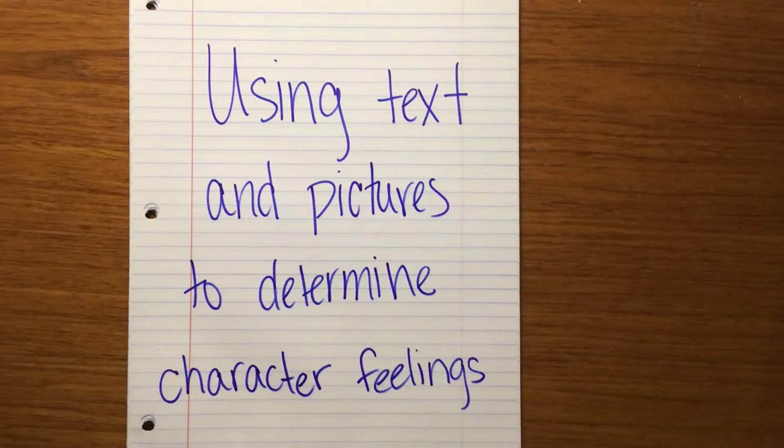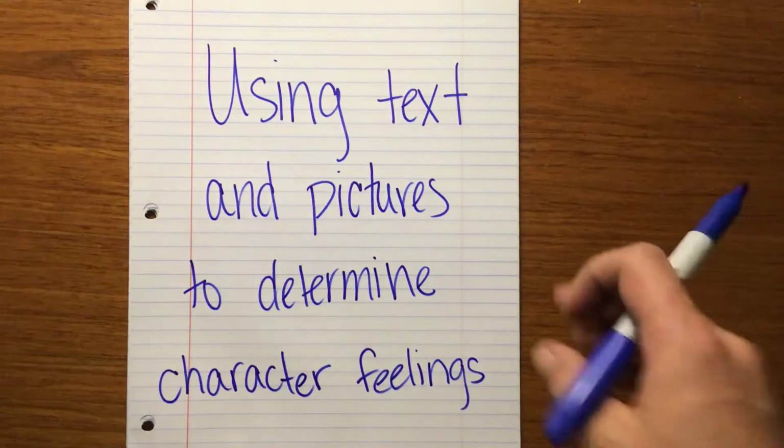Hey guys, welcome back. Today we're going to be using text and pictures, also known as context clues, to determine our characters' feelings. Context clues are things seen in the book.